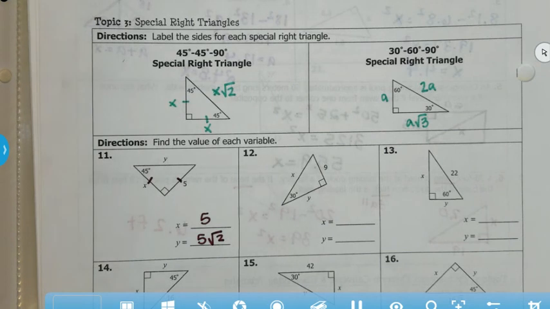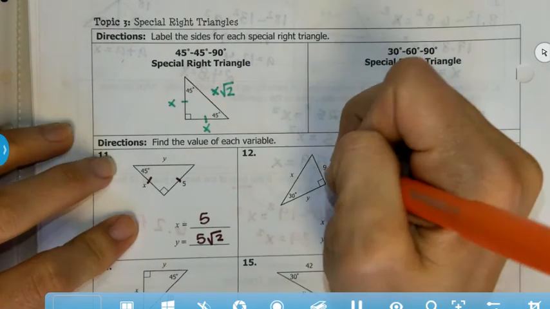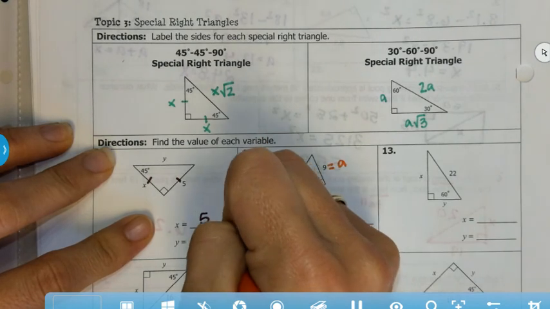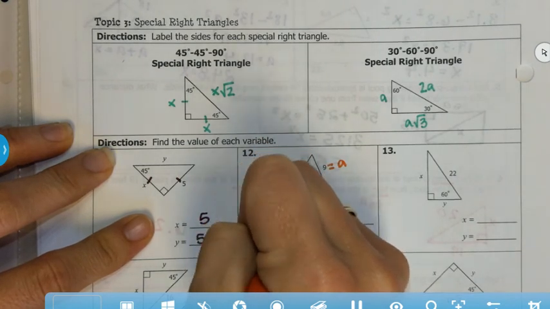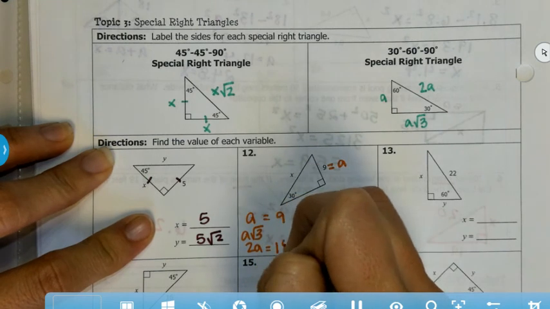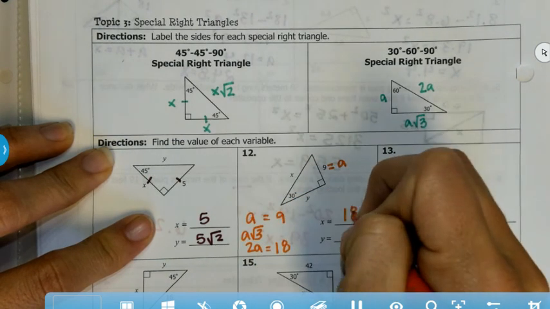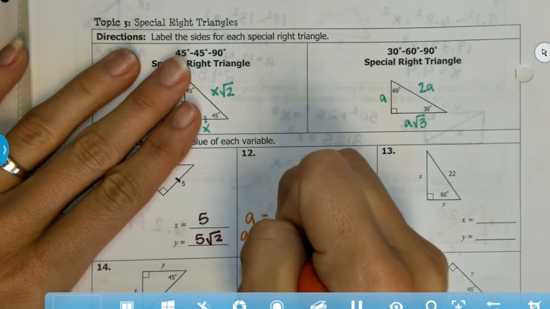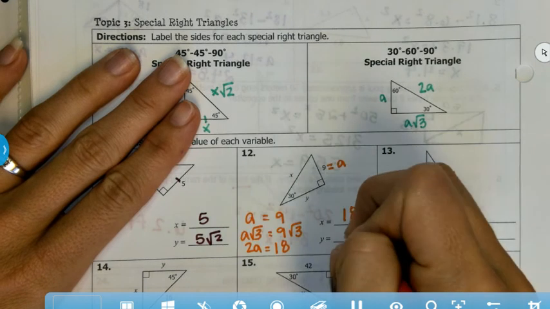All right, number 12 is a 30-60-90. Go ahead and solve for x. So hopefully you realize that the 9 is the short side, so that is a. So we have a square root 3, and 2a. And x is the hypotenuse, so if a is 9, then the hypotenuse is 18. Go ahead and solve for y now. So y is the long side of this triangle, and we should have 9 times the square root of 3.